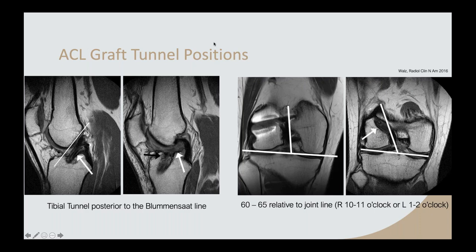The main things, I can't tell you everything because I don't have much time, but I'm just going to say that you look at the graft tunnel. We know that the tibial tunnel should be posterior to the Blumensaat line, which is the intercondylar roof line. If it's too far anterior, like in this case, you might cause some impingement when the knee flexes and extends, resulting in some signal change here.